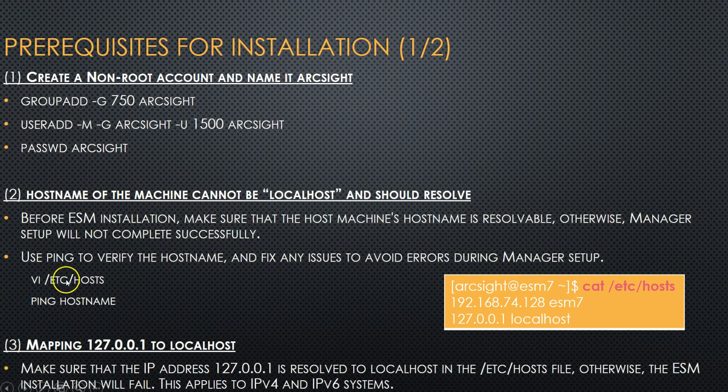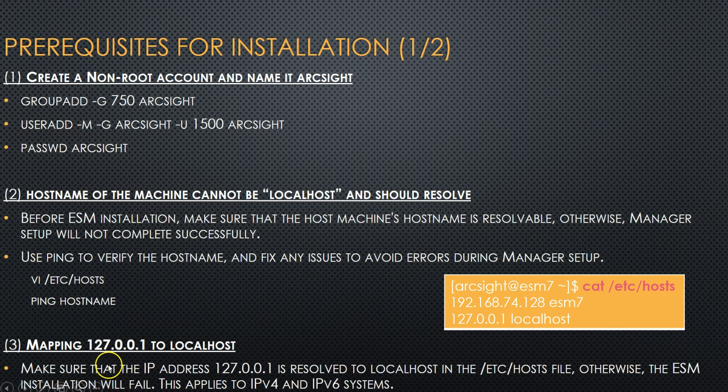So how will we do this? You just need to edit the /etc/hosts file and add your custom host name and the IP address for it. So for example here I added, I will name it ESM 7, and this is my IP located for it.